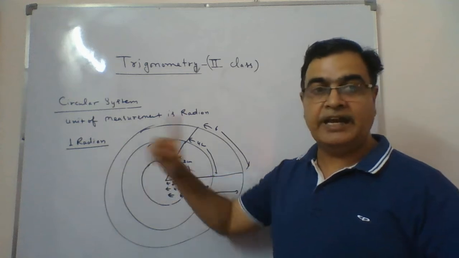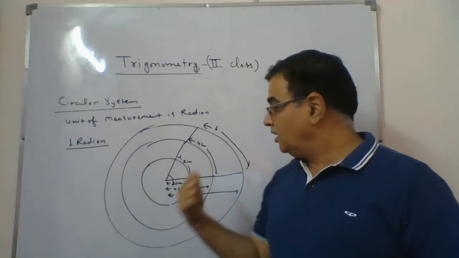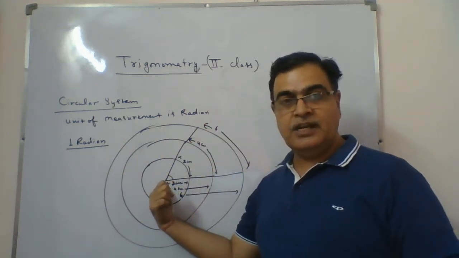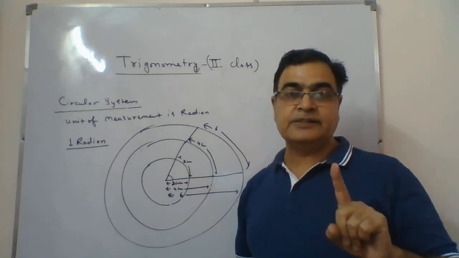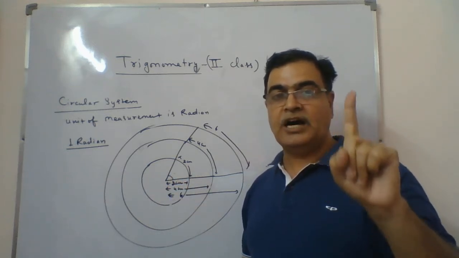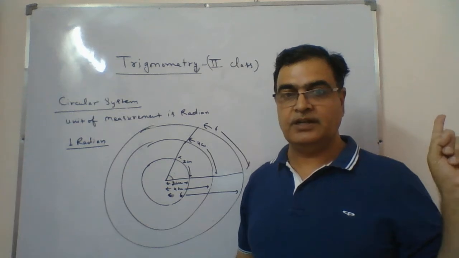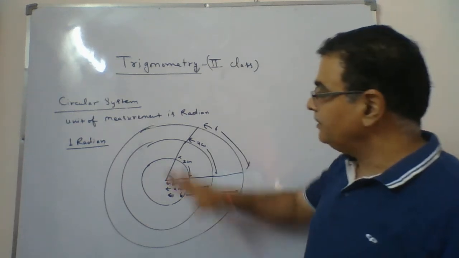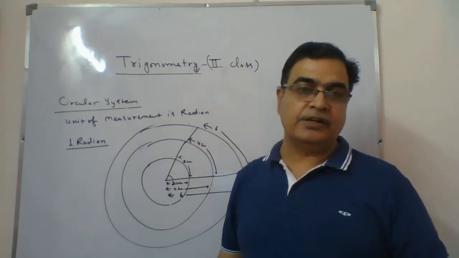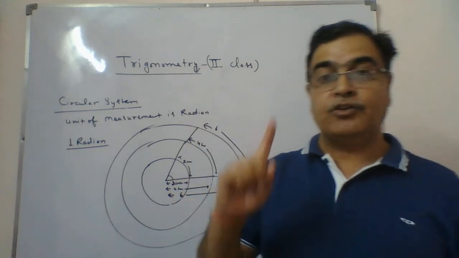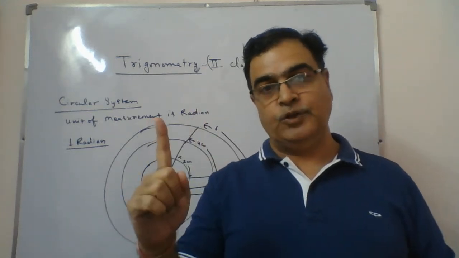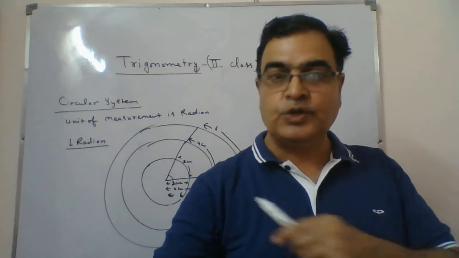So 1 radian is the angle subtended by an arc at the center of the circle when the length of the arc is the same as the radius of the circle. That you should keep in mind. This is the definition of 1 radian. And now one more thing I'll show, that 1 radian is a constant value. I'll tell that also, so we'll do that next.